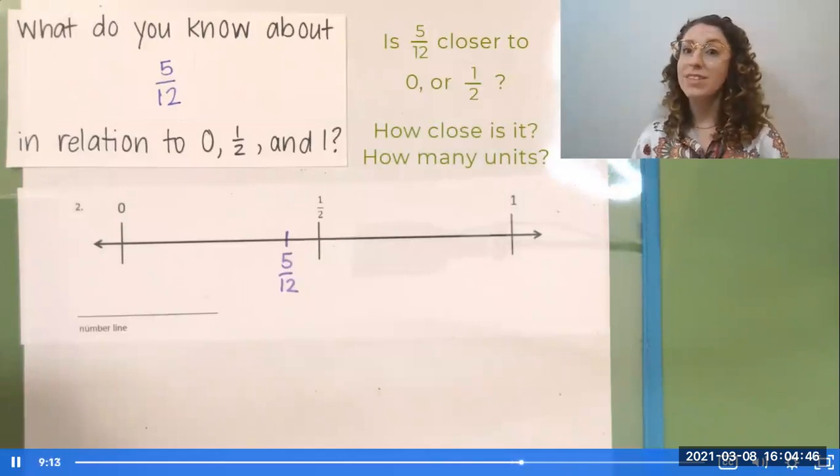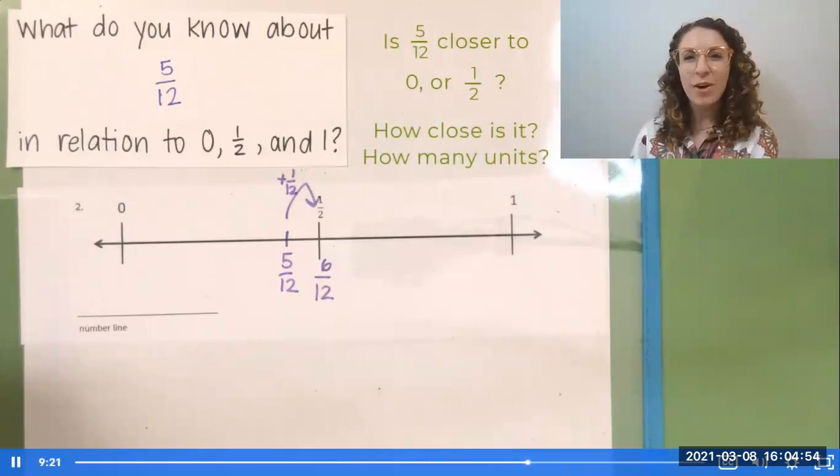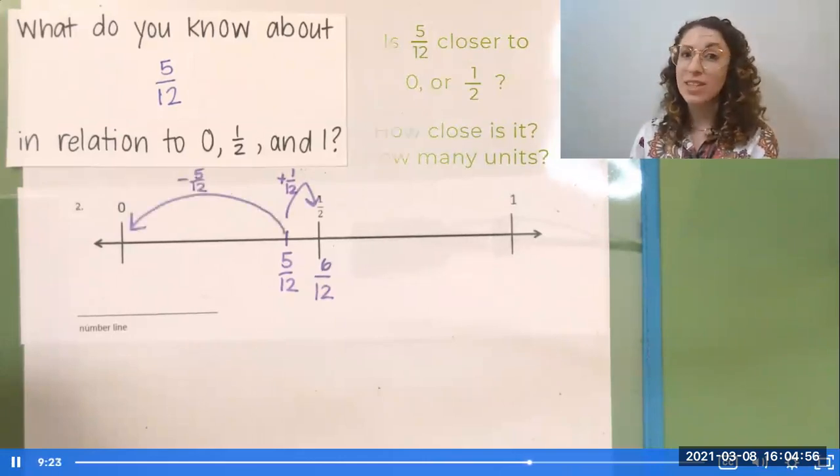Remember, 1/2 is equal to 6/12. So 5/12 is only 1/12 away. That's closer than it is to 0. It's 5/12 away from 0.